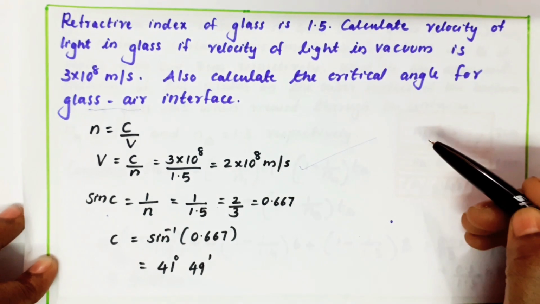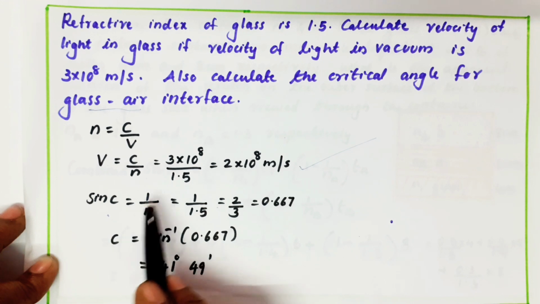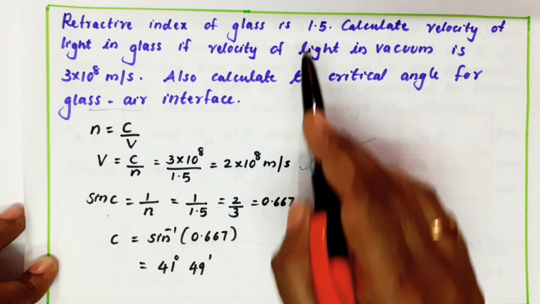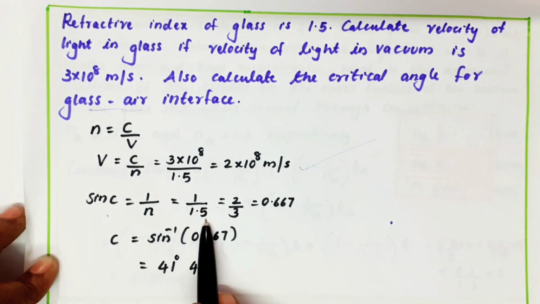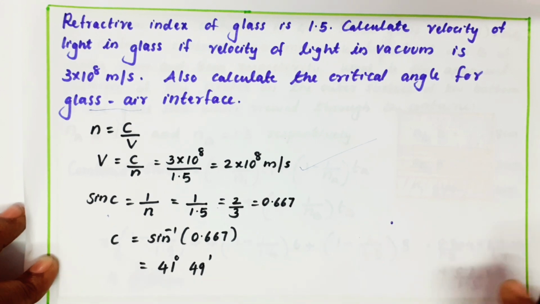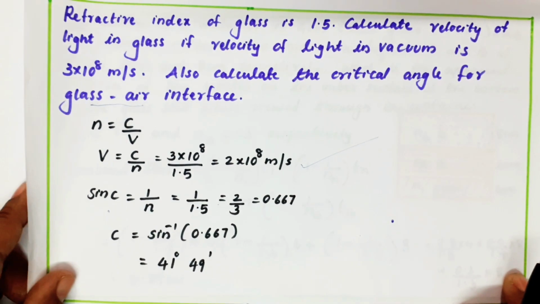I got the speed. I need to find the critical angle, that is sin C is equal to 1 by N. That is equal to 1 divided by 1.5, the refractive index they gave here. 1 by 1.5 is 2 by 3, 0.67. Sin inverse of 0.667. The value is approximately equal to 41 degrees 49 minutes. You can use a log table for that.